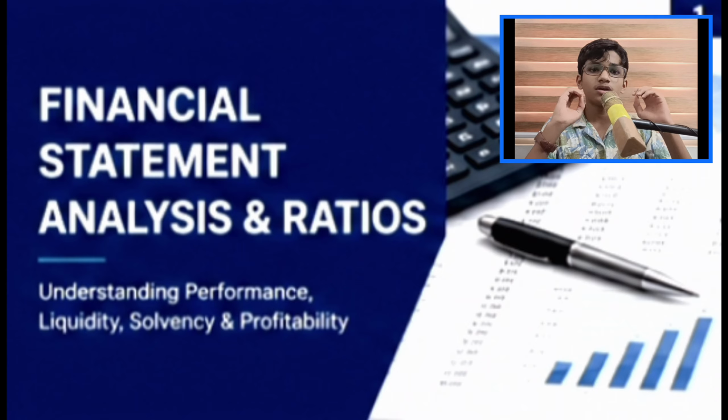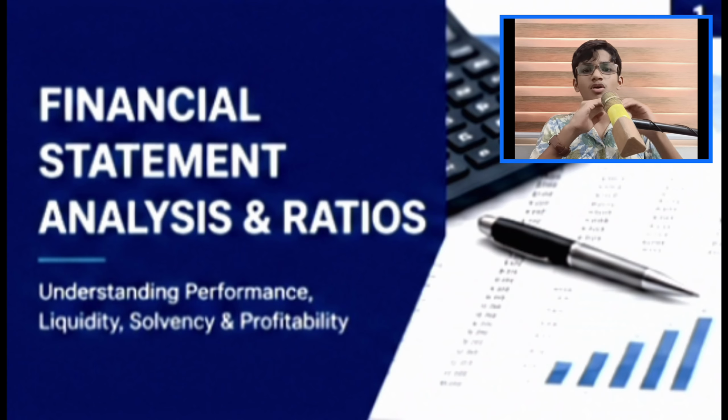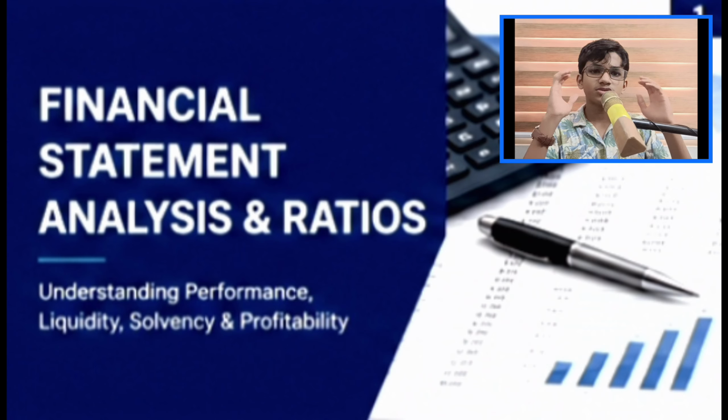Today we are going to learn how to break down the statements to truly understand four core dimensions of any company: operational performance, short-term liquidity, long-term solvency, and ultimate profitability. To identify hidden risks, judge management's competence, and spot genuine corporate wealth creation engines. Let's get started. Introduction.